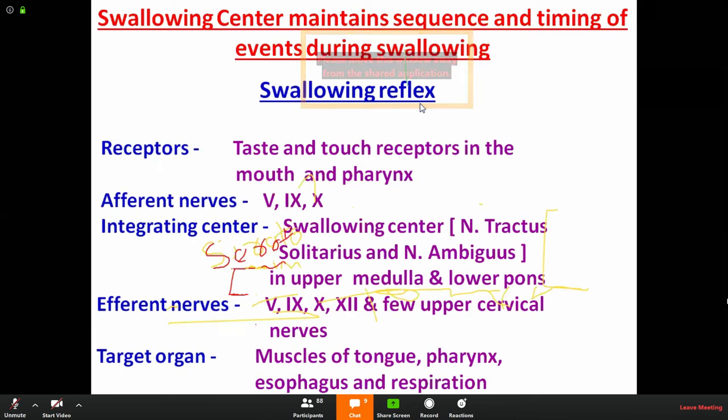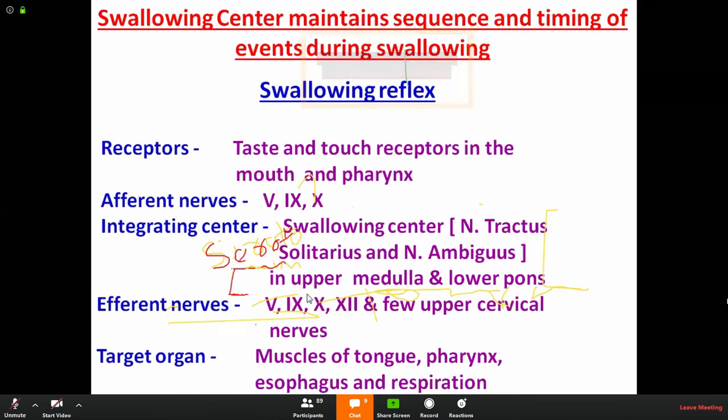If in the exam there is a question about the swallowing reflex, then you have to write down these points. If the question is regarding the phases of swallowing, you have to write the oral phase, pharyngeal phase, and esophageal phase. If it is the swallowing reflex, you have to write these 5 points.